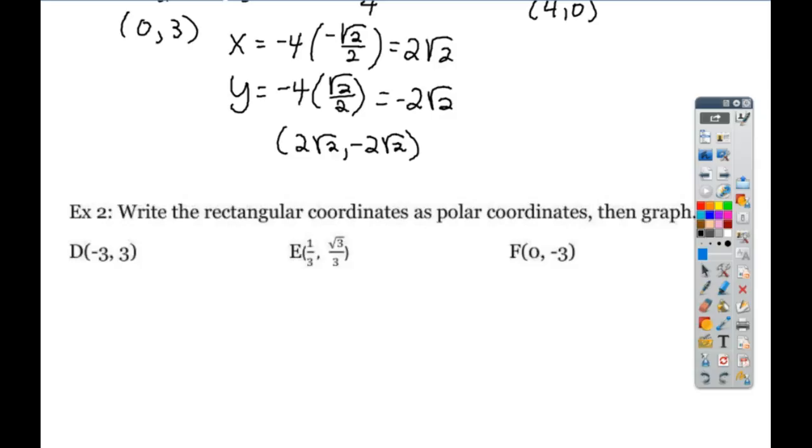So this time I have x and y, and I want r and theta. To find the r, negative 3 squared is plus 9. So is that a perfect square? It's not.